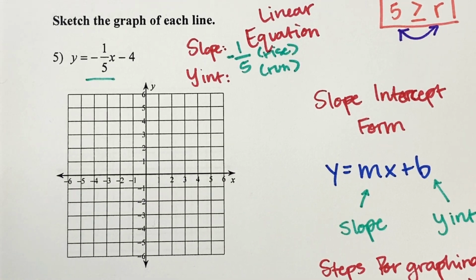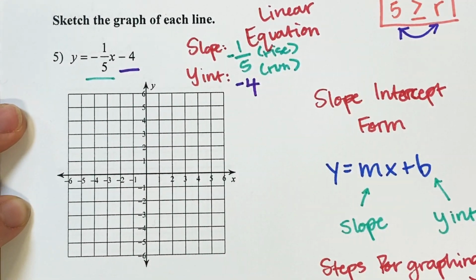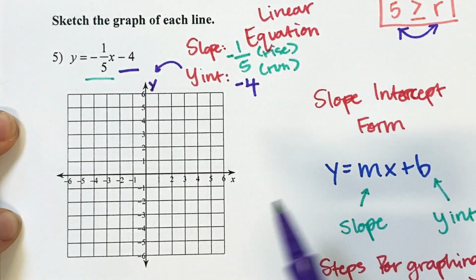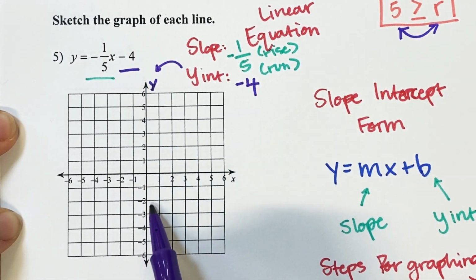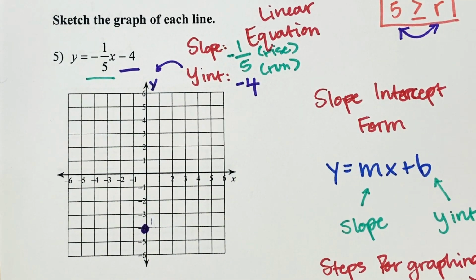Okay, well, what's my y-intercept? What is the number that doesn't have an x attached to it? Usually at the end of the equation. It's going to be that -4. Okay, so -4 is our starting point. So find -4 on your y-axis. That's right there. Put your first point right there.